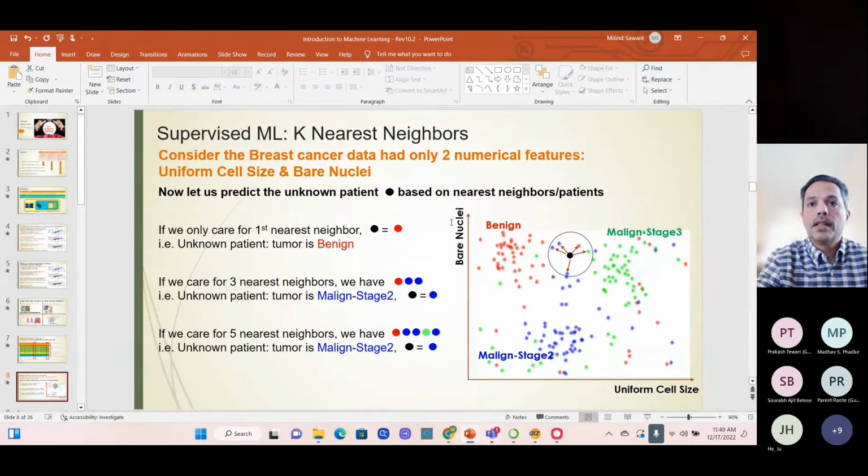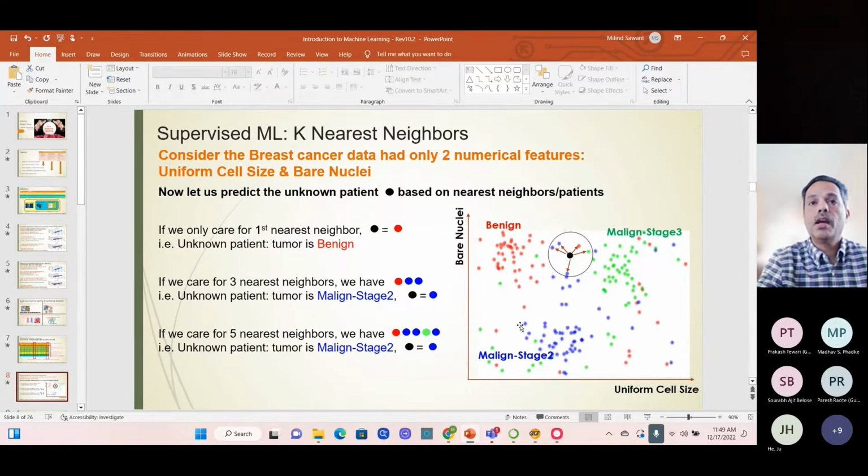Now, each of these dots is a patient, and they're color coded, meaning, let's say the red dots mean that the biopsy was benign. The blue dot here means it was malignant stage 2, and the green dot here could mean malignant stage 3, let's say. So we already have this data from patients, where the doctors have already characterized those cells.